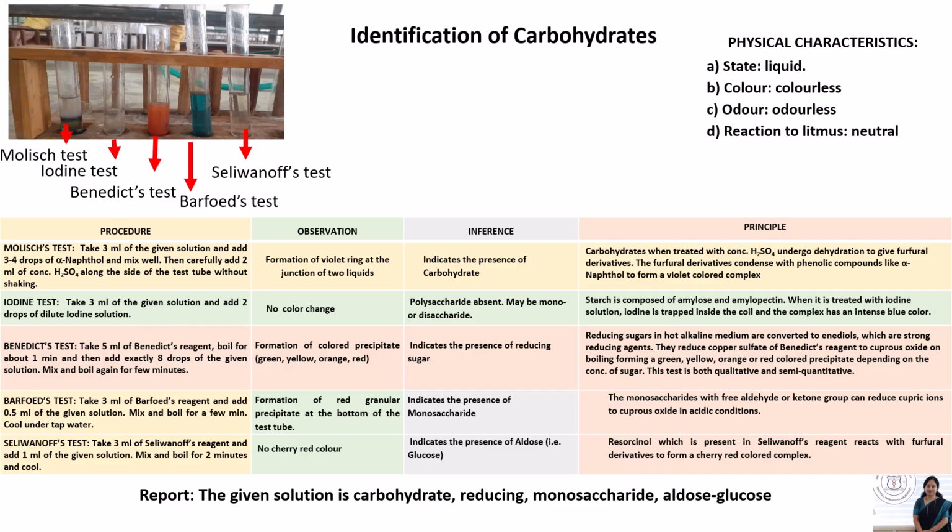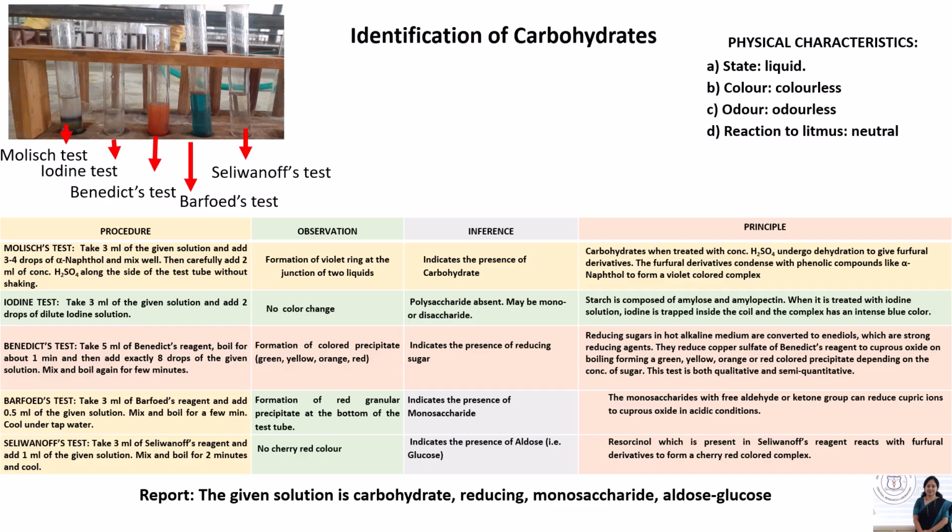Now starch is composed of two compounds, such as amylose and amylopectin. Now this amylose has got a spherical structure, and this iodine when added gets absorbed at the branch points, and this complex gives an intense blue color. So only when polysaccharides are present there is appearance of blue color, and when there is no appearance of blue color it indicates polysaccharides are absent and the compound may be mono or disaccharide.